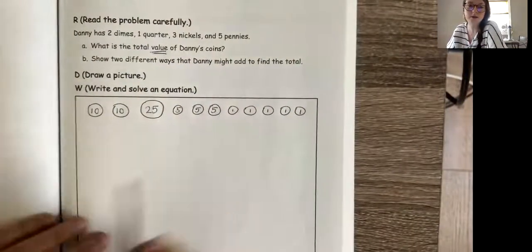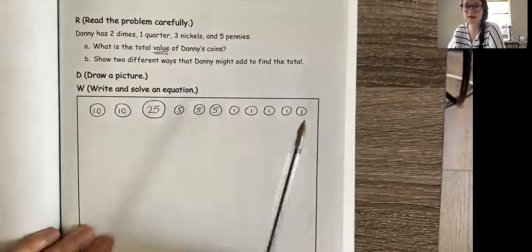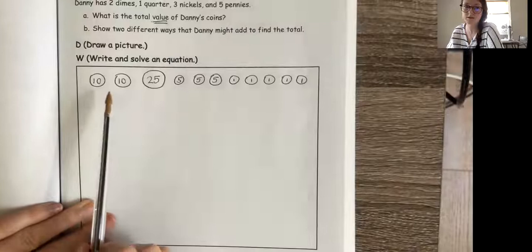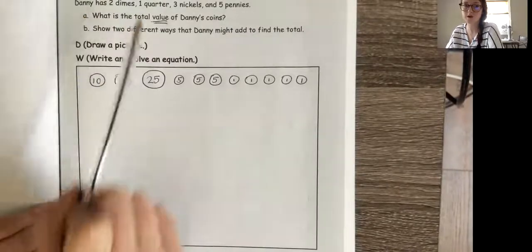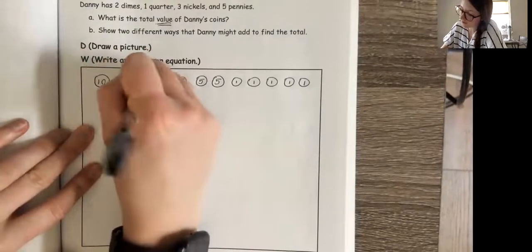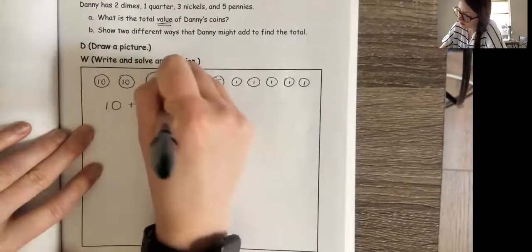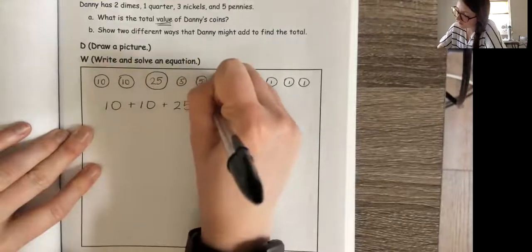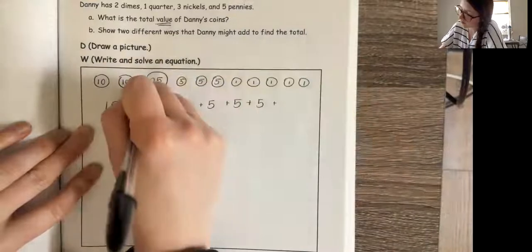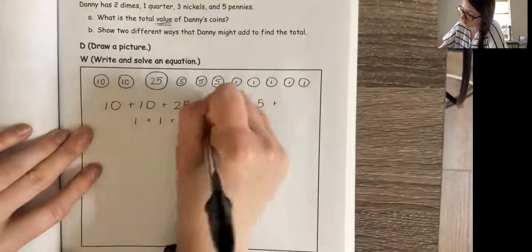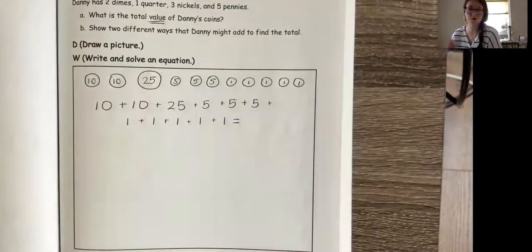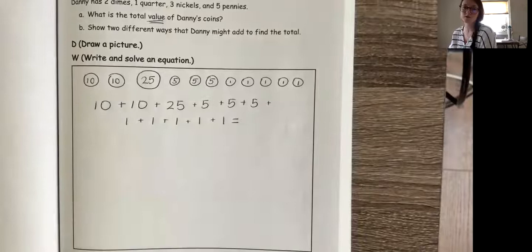Now, for me to figure out the total value of how much he has, I need to count to find the total amount, right? So what I can do is create a number sentence to match my picture. I'm going to write 10 plus 10 plus 25 plus 5 plus 5 plus 5, and then 5 pennies. So 1, 2, 3, 4, and 5. Okay, now this is a super long number sentence, right? So this is one way I can find the total.